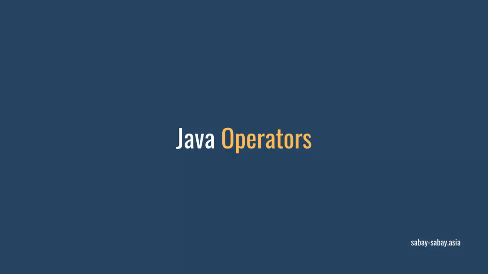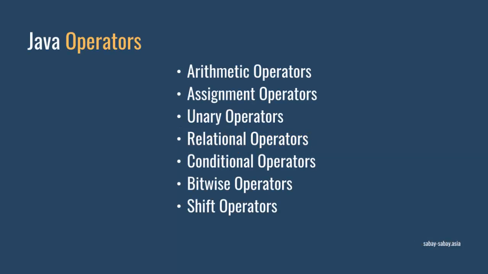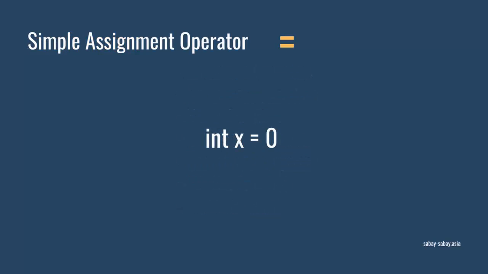Java operators are used to manipulate variables. Operators are used to perform operations on variables and values. Java provides a set of operators. The simple assignment operator can be used to assign a value to a variable. The simple assignment operator always works from right to left.